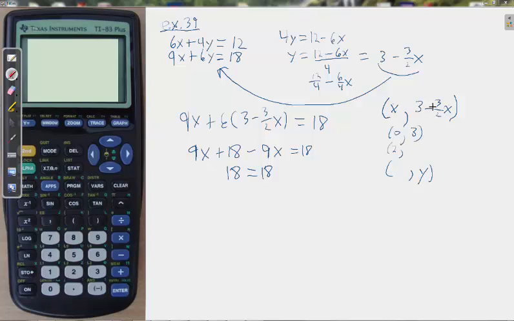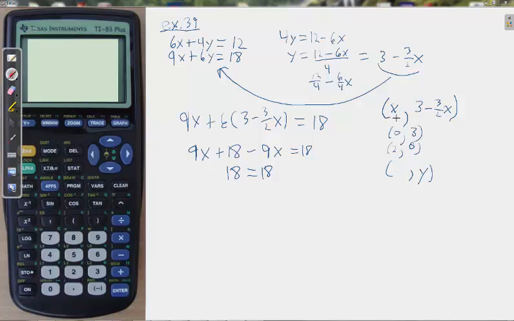then I'd have 3 minus 3 halves times 2. That would actually be 0. 2 times 6 is 12. 2 times 9 is 18. Just plugging in values for x, calculating this one, that gives me a solution.